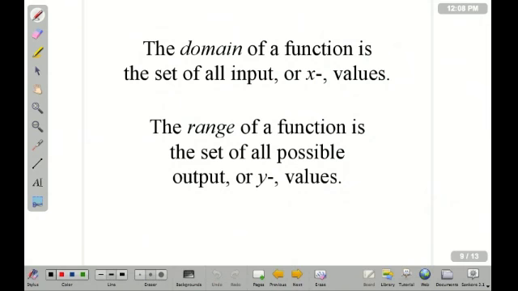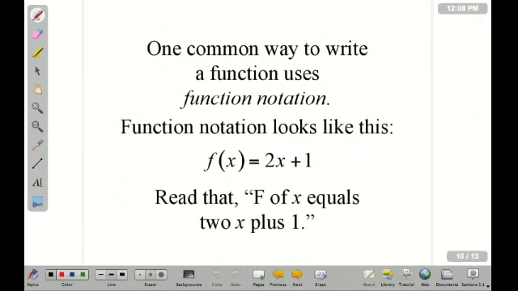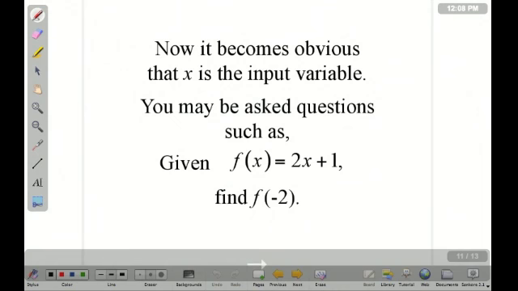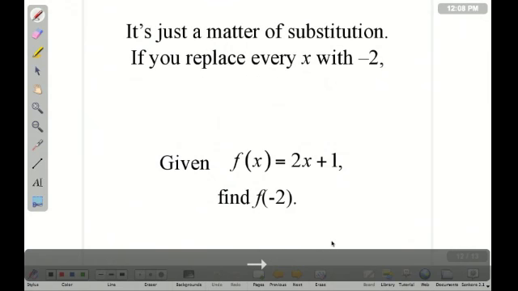So in a function, once again, the domain is your x values and the range is all of your y values. Now, the way this is read is f of x is equal to 2x plus 1. And what this means is that I'm going to plug in a negative 2 for my x. f of negative 2 is equal to 2 times negative 2 plus 1. And I'll continue to simplify.